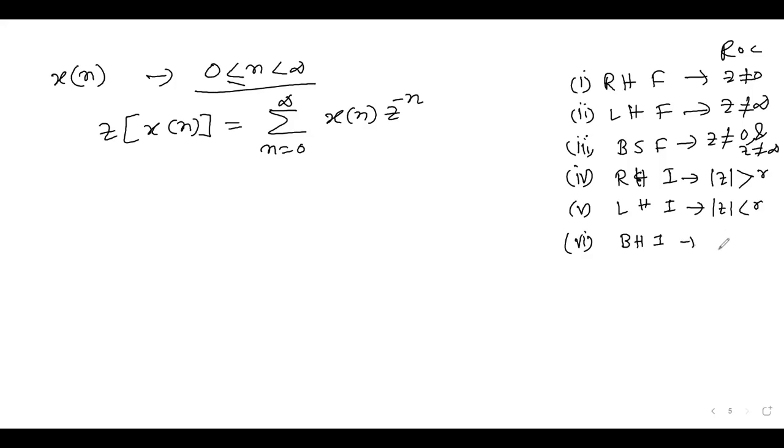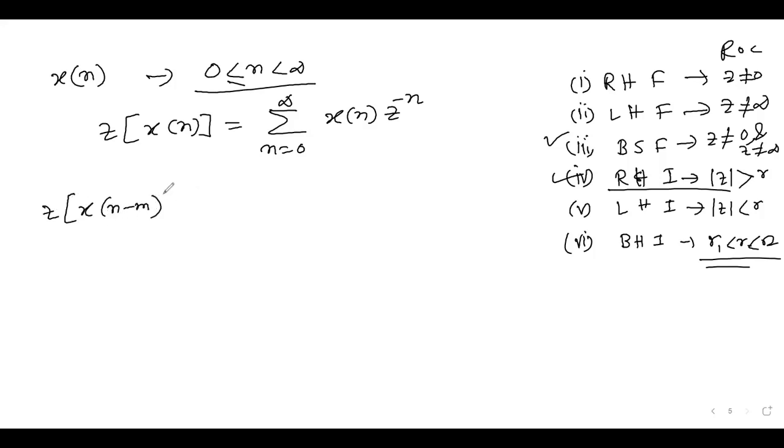If r1 is less than r2, then we find that there are two concentric circles, and the region bounded by the concentric circles is the ROC. So what type of signal is this? This is basically this type, right hand infinity. Now if the signal is a one-sided signal, in that case the z transform of x(n minus m).